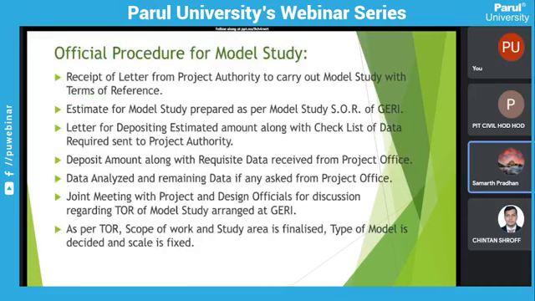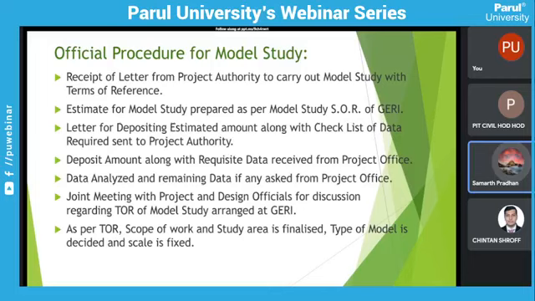Now I would like to discuss what procedure we are adopting to take any project. So first, what is that? Receipt of a letter from the project authority to carry out a model study with terms of reference. Suppose any project is coming to GERI for a model study. What is the first step? The project authority writes to us and gives the terms of reference. You might be knowing what terms of reference are: what is the purpose of the study and what outcome they want from the present study, that they are giving to us.